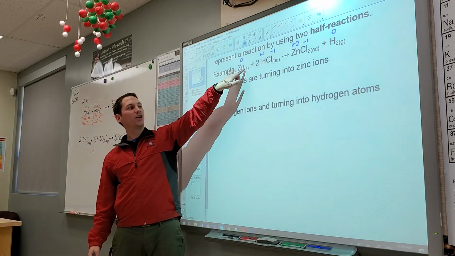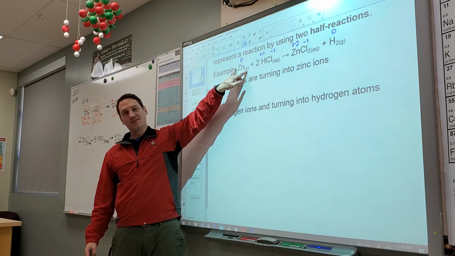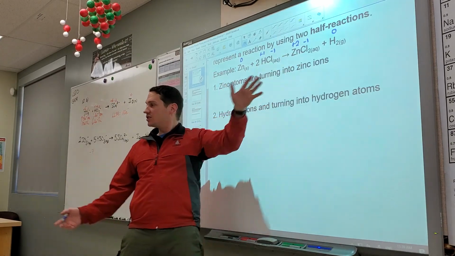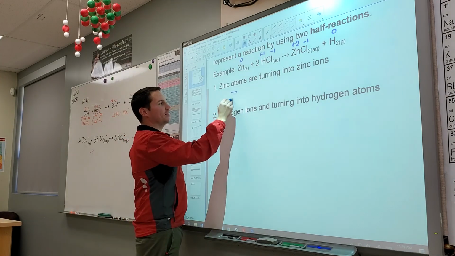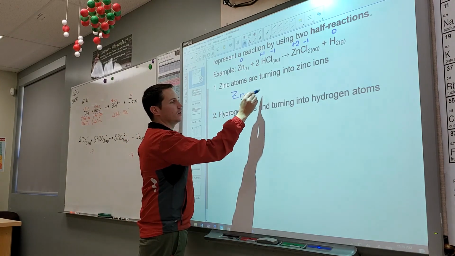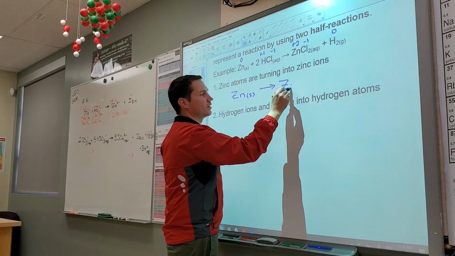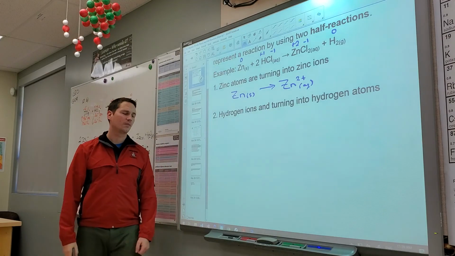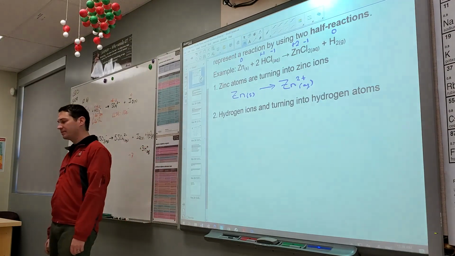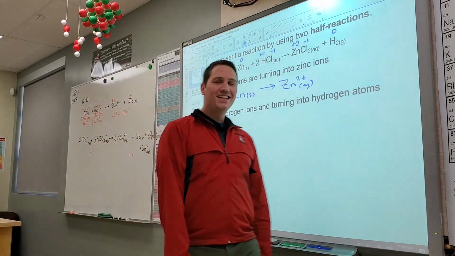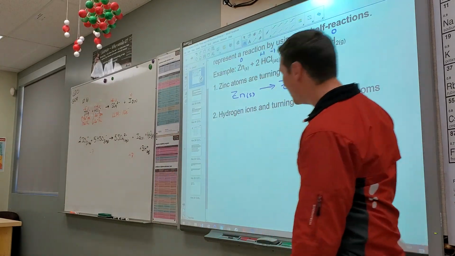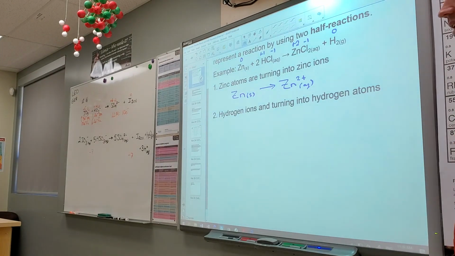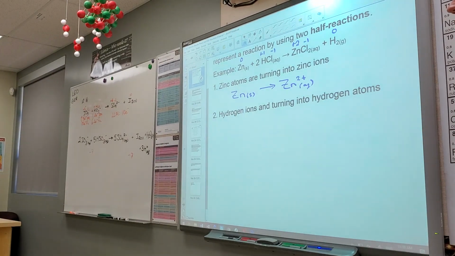So let's try and group these things together. What does the zinc start out as? Zinc metal, zinc atoms, and what is it turning into? Zinc 2+ ions, right? So let's write that out. Zinc metal turns into zinc 2+ ions. Does this chemical reaction make sense to you? No, it shouldn't. The way it's written right now, there's one glaring problem with it.